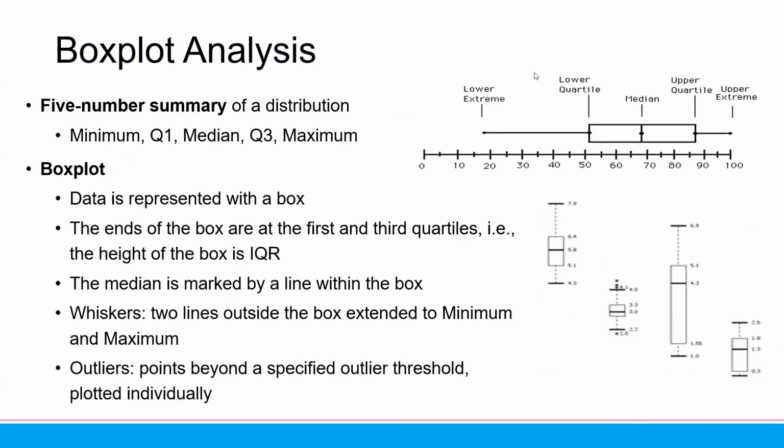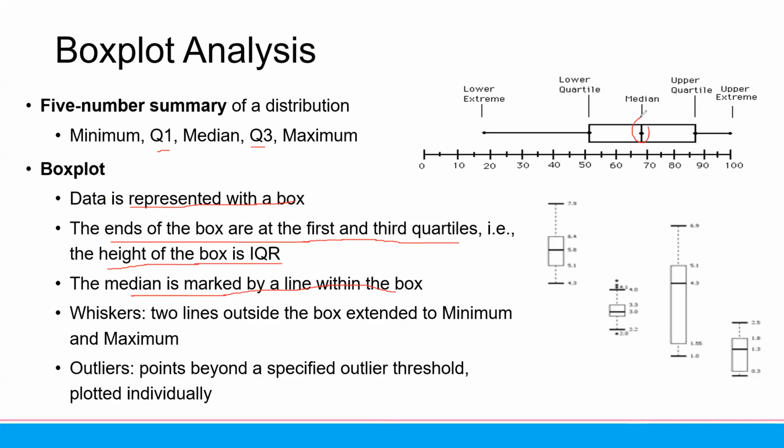So you already know about the boxplot analysis. In the boxplot analysis, we have the five-number summary: the minimum, median, maximum, including the Q1 and Q3. The boxplot is represented by the box. I already explained this to you before. The ends of the box are the first and the third quartiles, and the height of the box is the IQR. The median is marked by a line within the box.